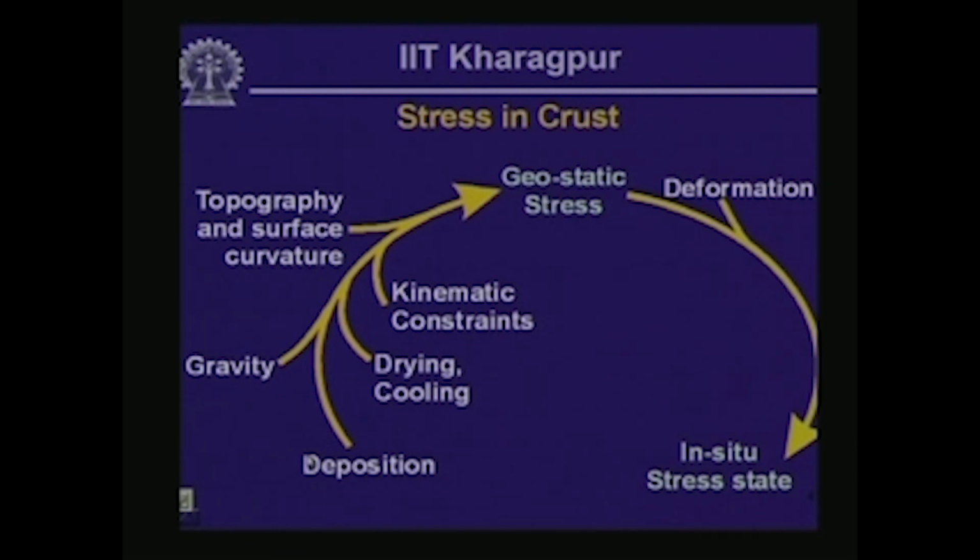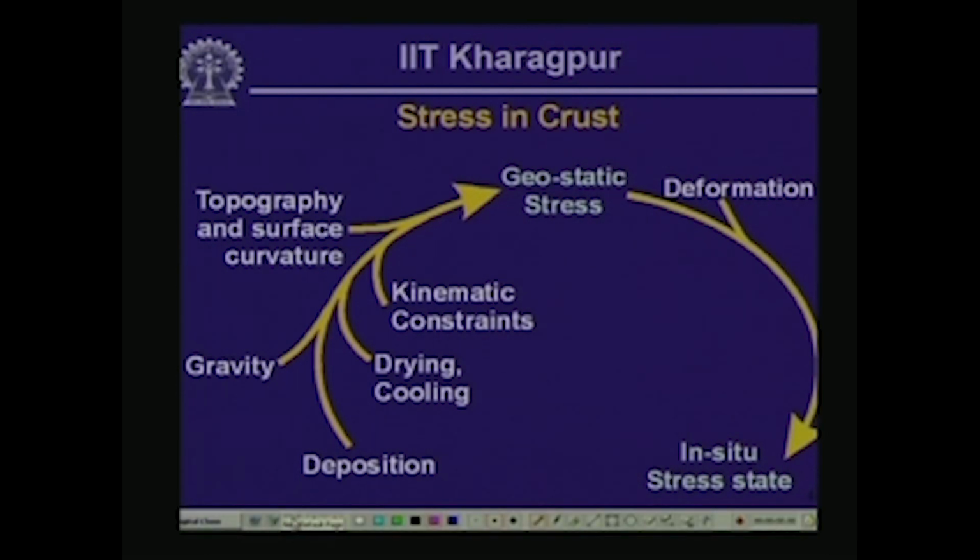Okay. Then the second effect. We have already taken care of deposition and the effect of gravity, and we have also talked about kinematic constraints. Another important aspect here is the effect of topography. So, for instance, what I said before is that sigma v, the vertical stress, is typically equal to the weight of the particles above a certain horizon, but that is not considering the topographic effect.